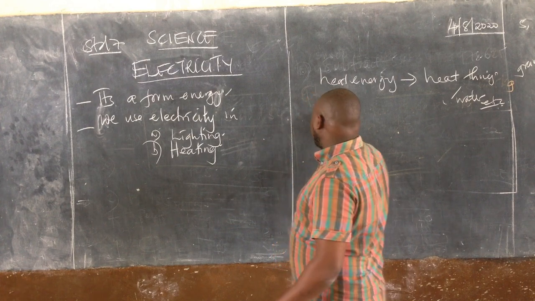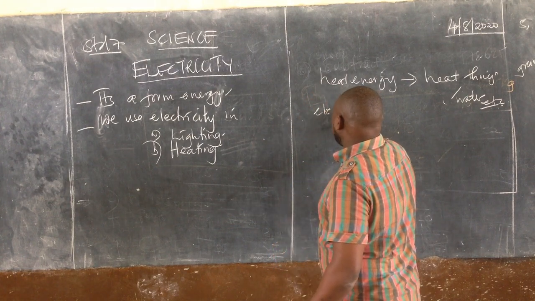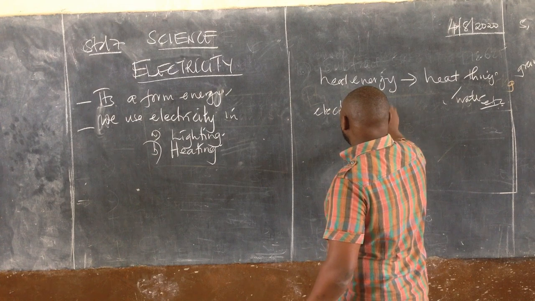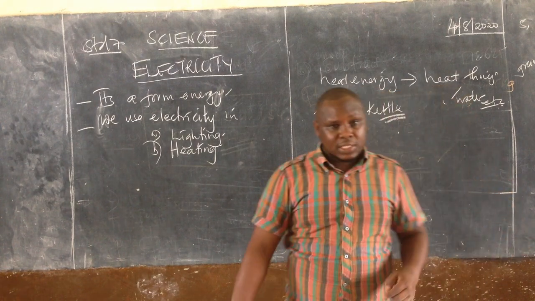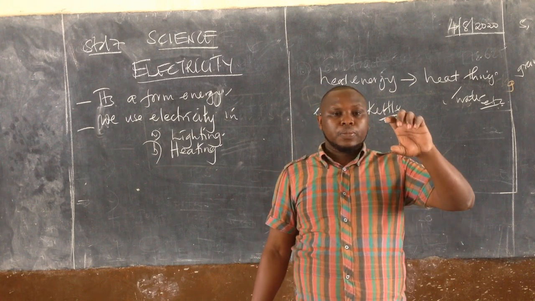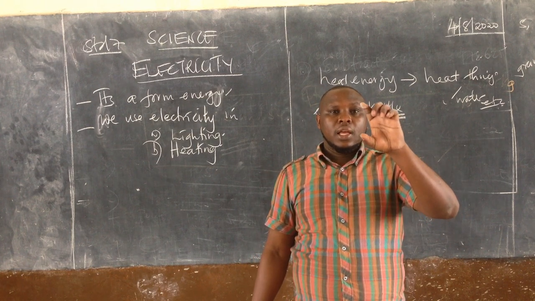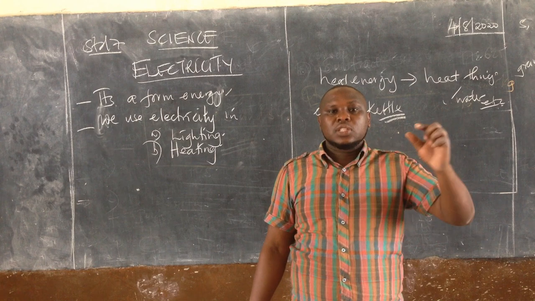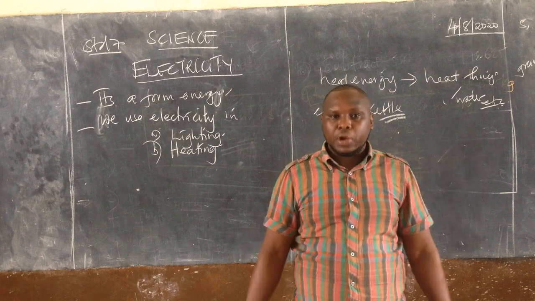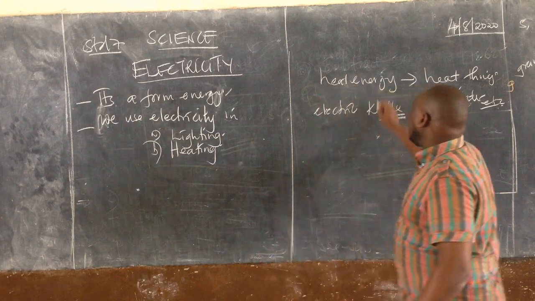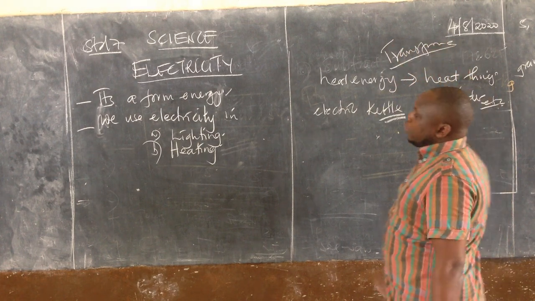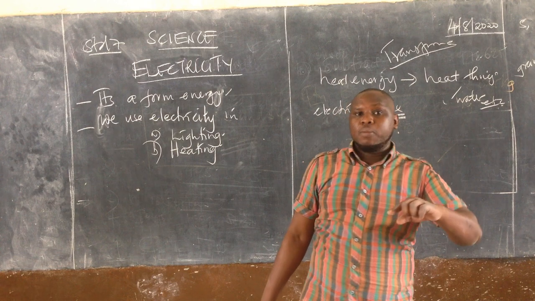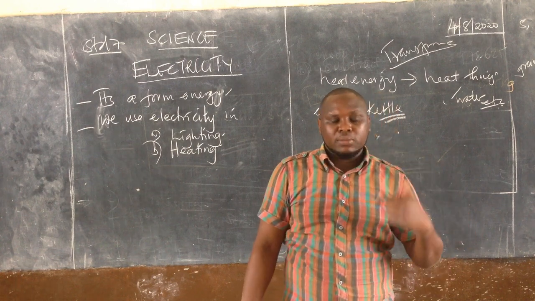So the electricity is not going to be used directly to heat water. That electric kettle is going to have something inside it, which is going to transform that electricity into heat that's going to heat that water and boil it. We shall see that transformation in class 8, energy transformation, where we are able to convert one form of energy to another one and use it.